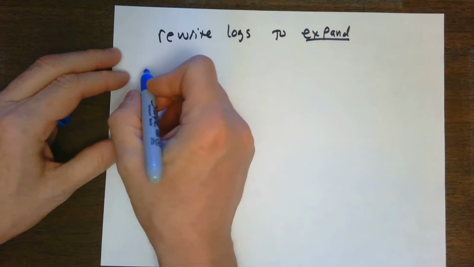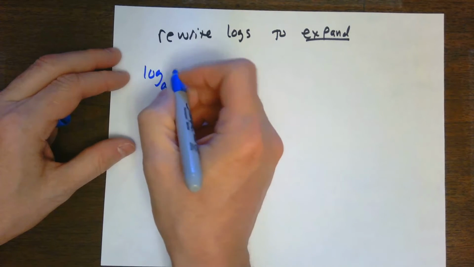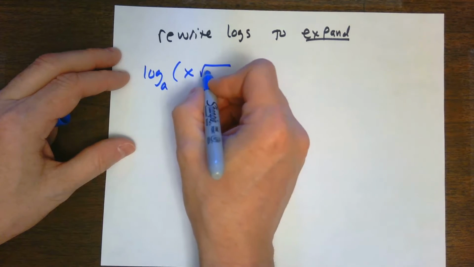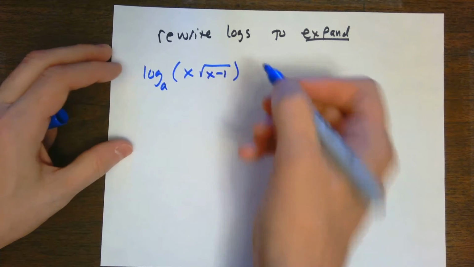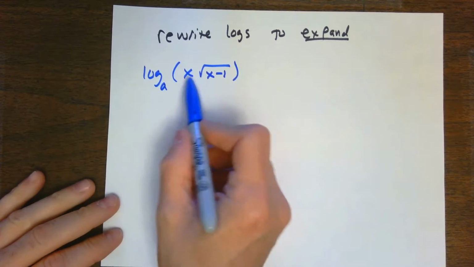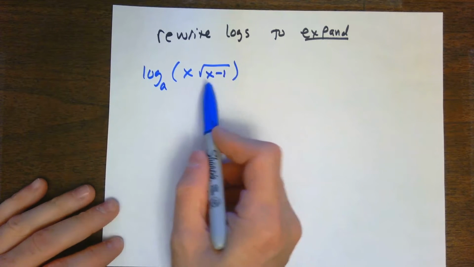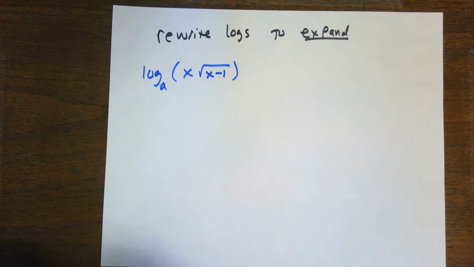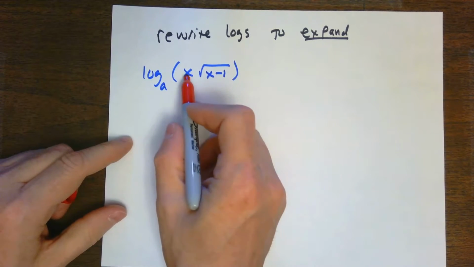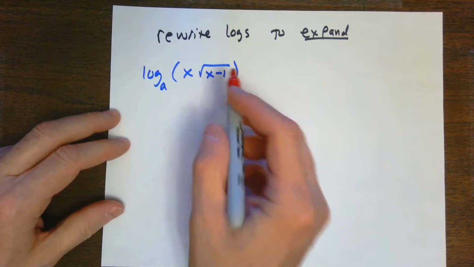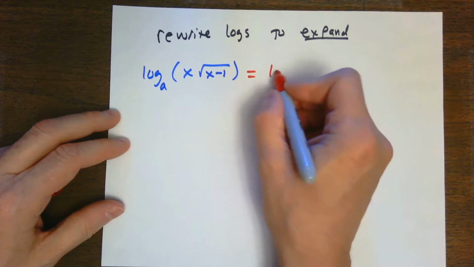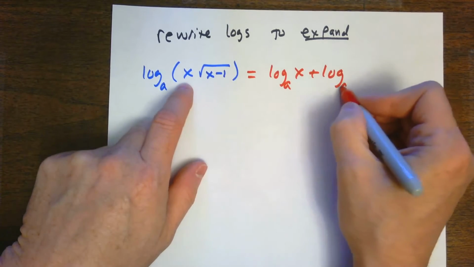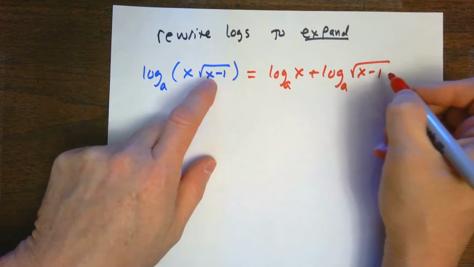So for example, if I had log base a of x times the square root of x minus 1. So this whole thing is in my logarithm. And I want to expand this. I want to rewrite it. I want to simplify it. The first thing I notice is I've got a product. X times the square root of x minus 1. I can use the product rule on this, and it would become log base a of the first thing plus log base a of the second thing.